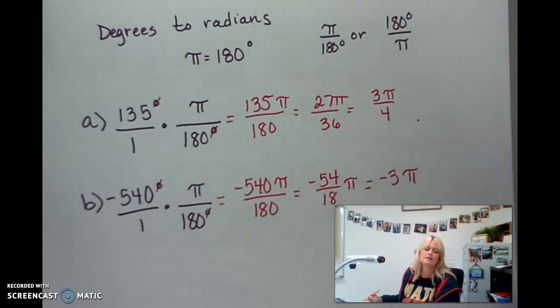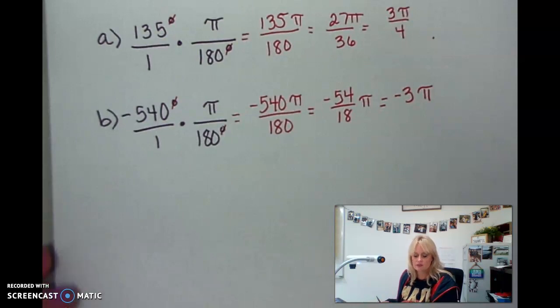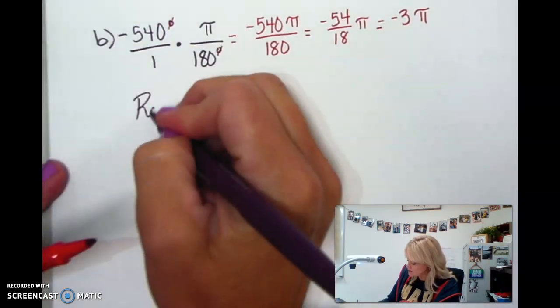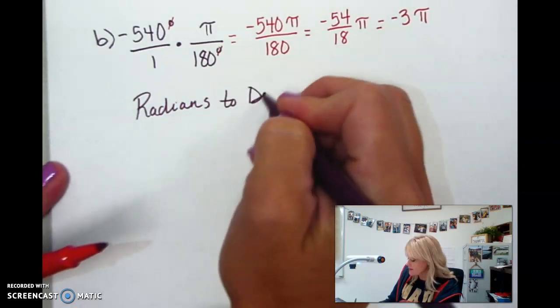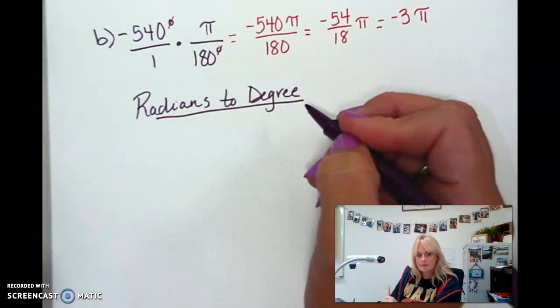So did you notice that I've basically been ignoring the pi symbol? I've just been working with the fractions and reducing. Now, what if we want to convert radians to degrees? It's going to be the same process. This time, we're going to use the conversion factor opposite.